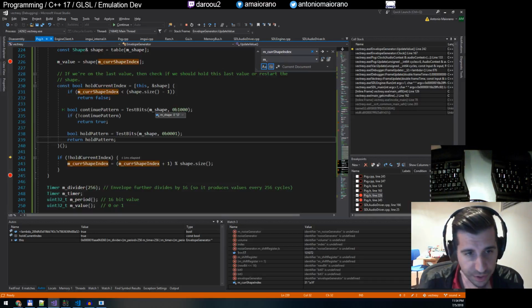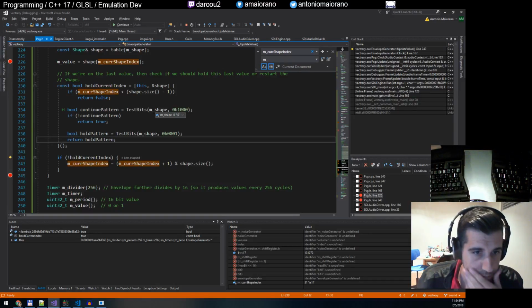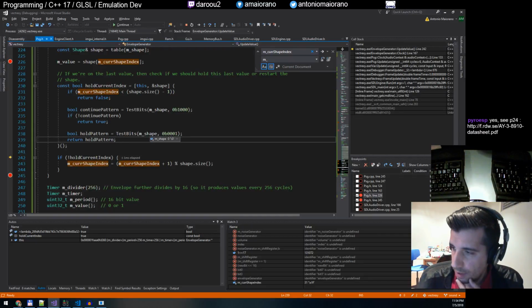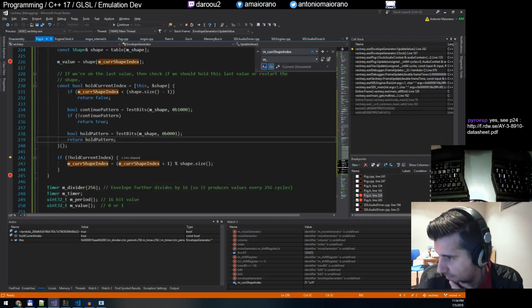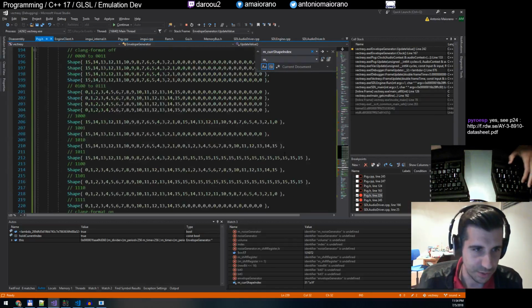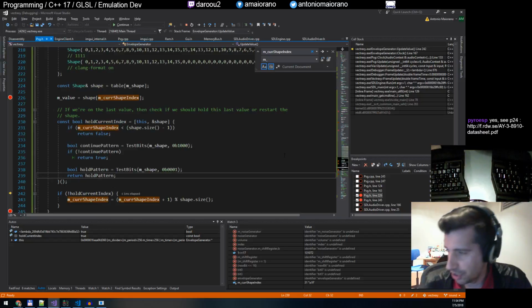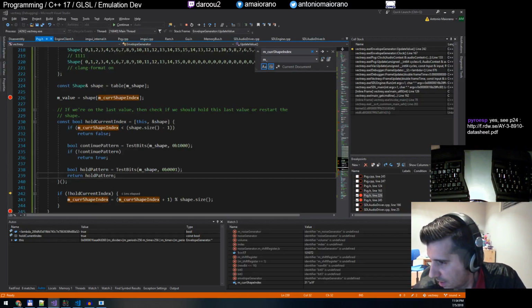Our shape is 0, so that means that, yes. Yeah, that's how I decided to do it. I decided to create a lookup table to really simplify this logic. Pyro gives me a data sheet. Yeah, that data sheet, Pyro, is exactly what I'm using.